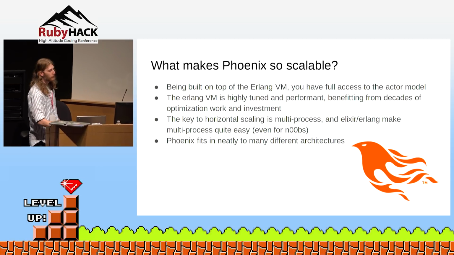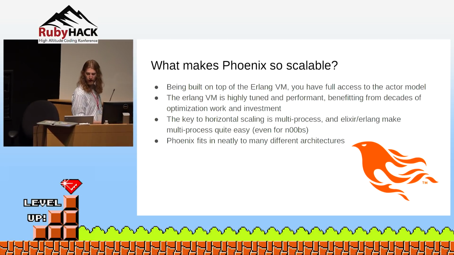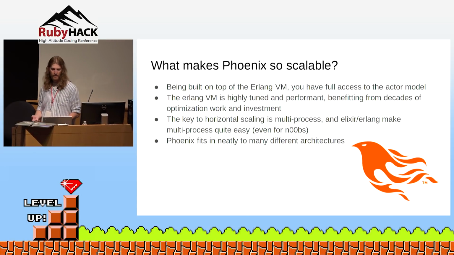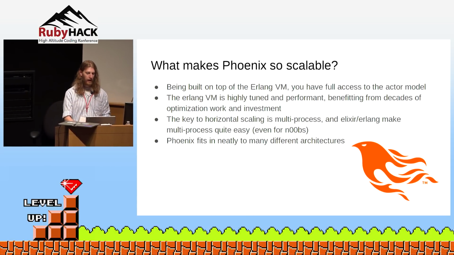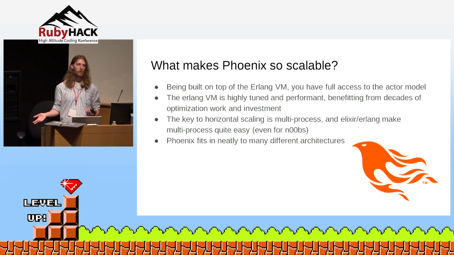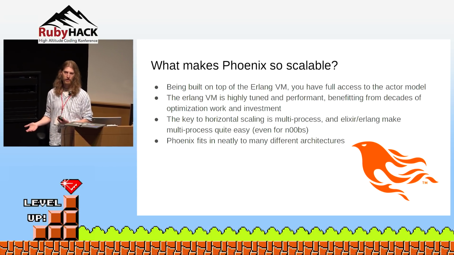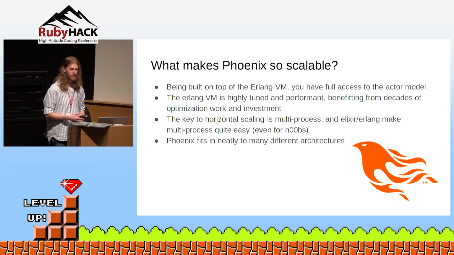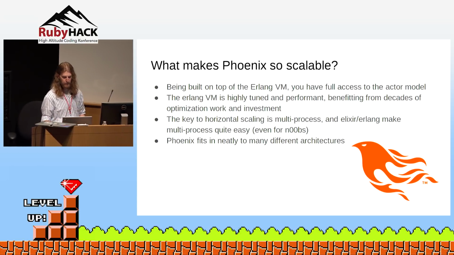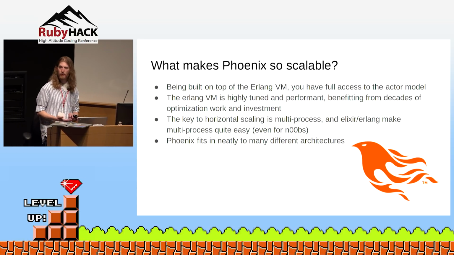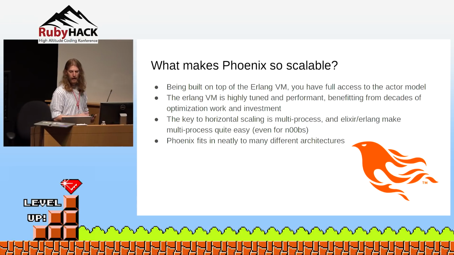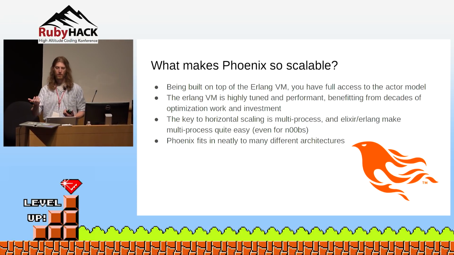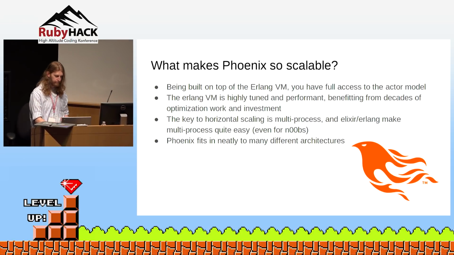So what makes Phoenix so scalable? I mentioned that it's built on top of the Erlang VM, which means you've got full access to the actor model. Long story short, the Erlang VM was built by the telecoms to run on switches for phone companies. So it had to be rock solid, and it's benefited from decades of that. The key to horizontal scaling is multi-process, as we kind of talked about. And in Elixir and Erlang, that becomes pretty easy, even for noobs.